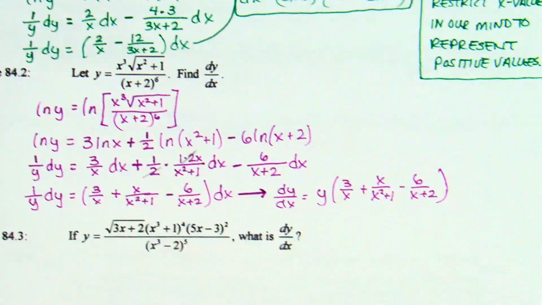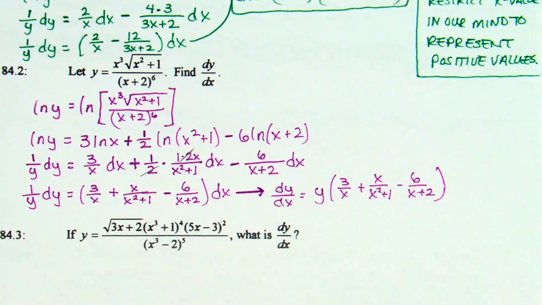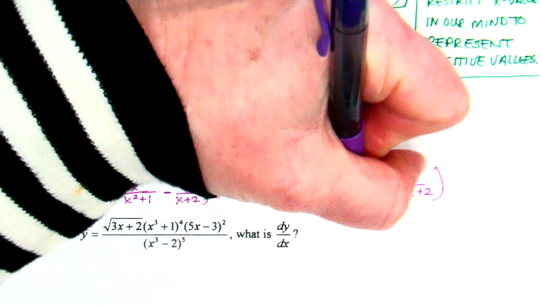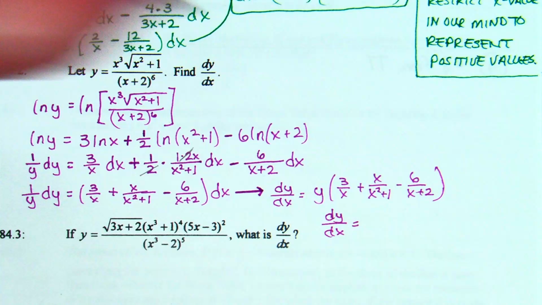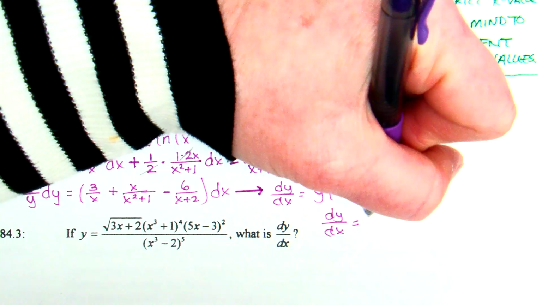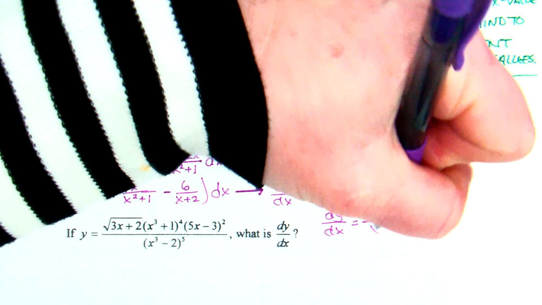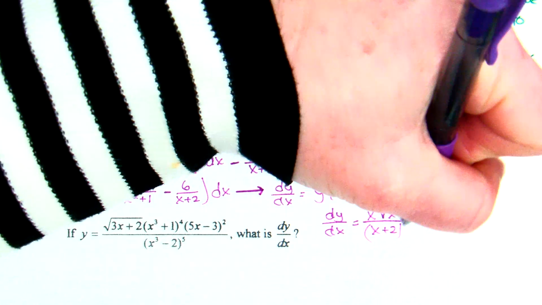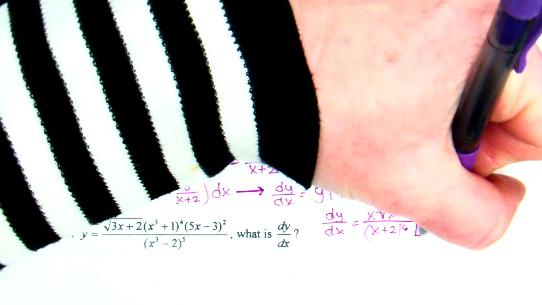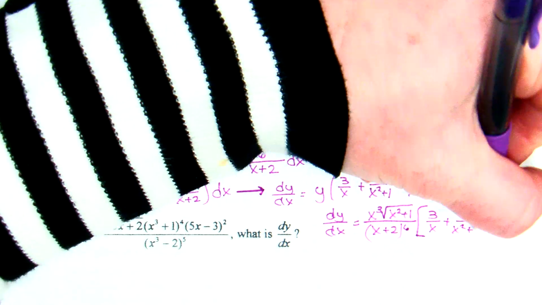Final step, replace y if you haven't already. Could you combine some of these steps depending on where you're at? Definitely. Some of you will be combining steps, some of you won't be. I'm going to write it right here. dy dx equals, what was my y? Oh, it's that fun thing. x cubed square root of x squared plus 1 over x plus 2 to the 6th, times 3 over x plus x over x squared plus 1 minus 6 over x plus 2.